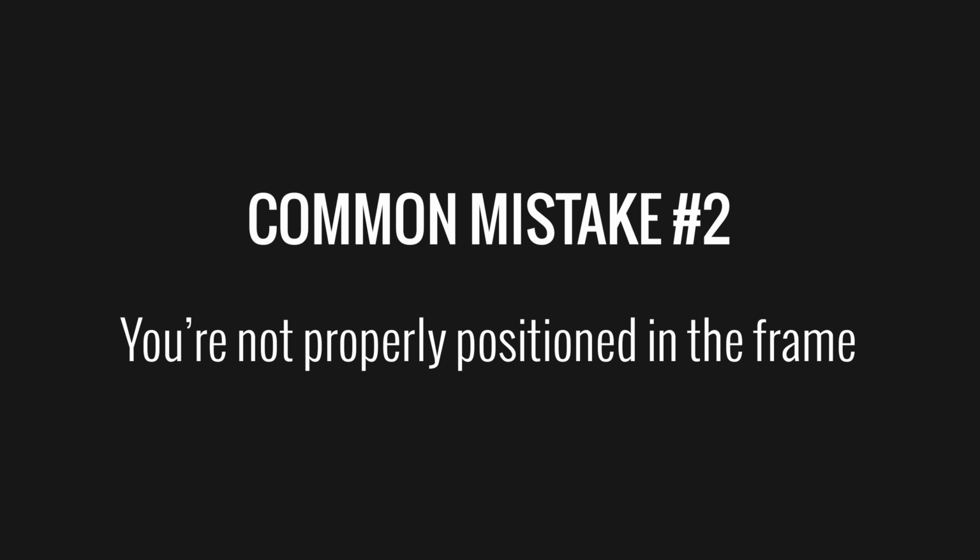Common mistake number 2. You're not properly positioned in the frame. This mistake has to do with where you are in relation to your camera. We've established that you should try to position your lens at eye level, so hopefully this means you're not too high or low in your shot. But if you're too far away or too close or off center, it can make the viewer feel distracted or even worse, uncomfortable while watching you.